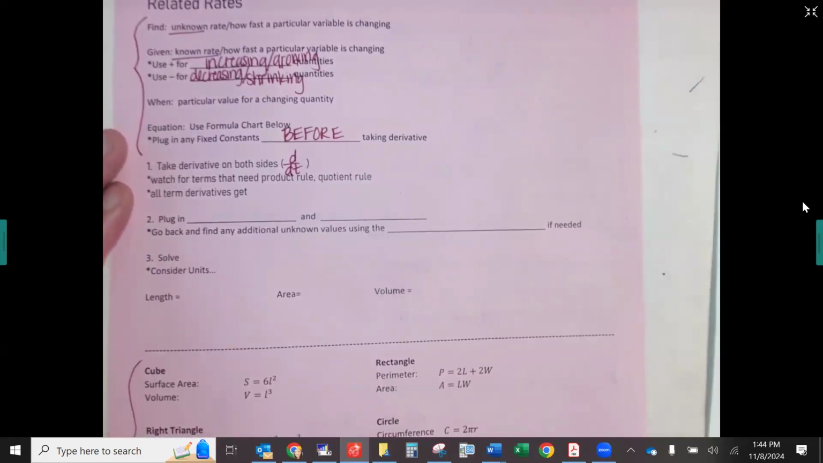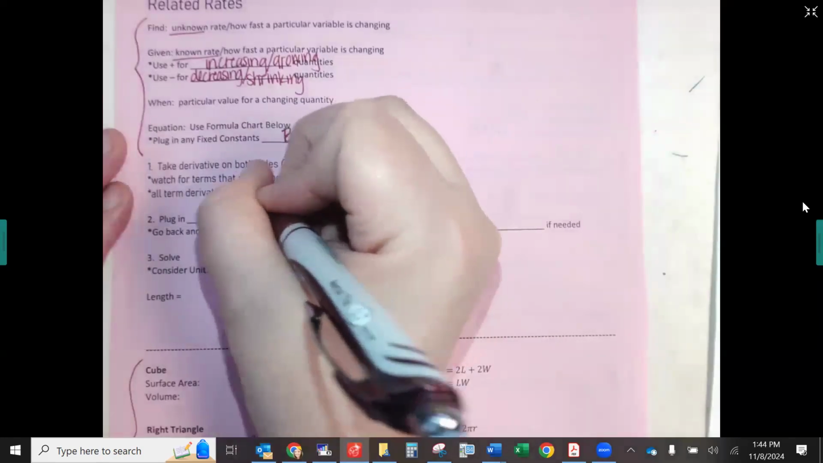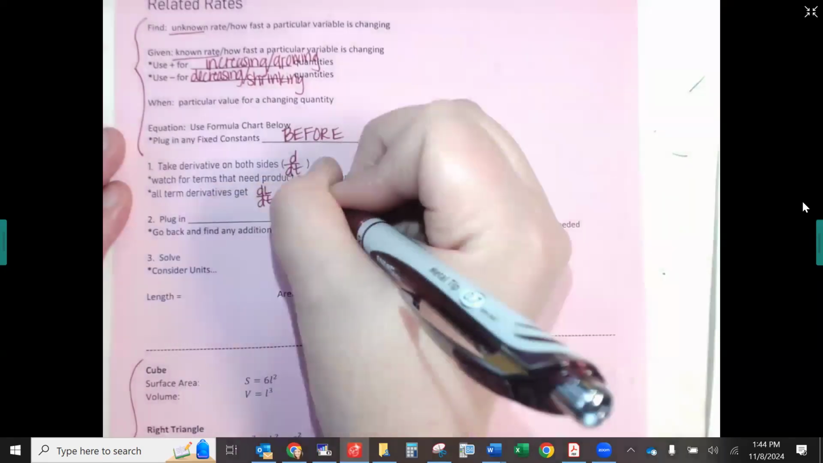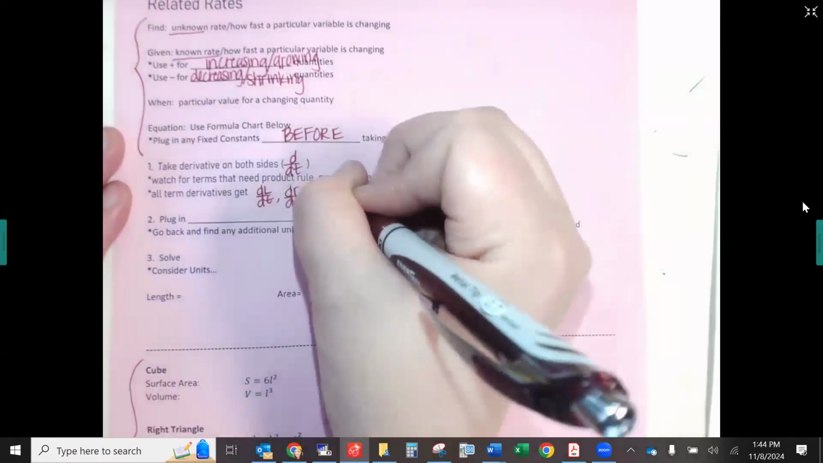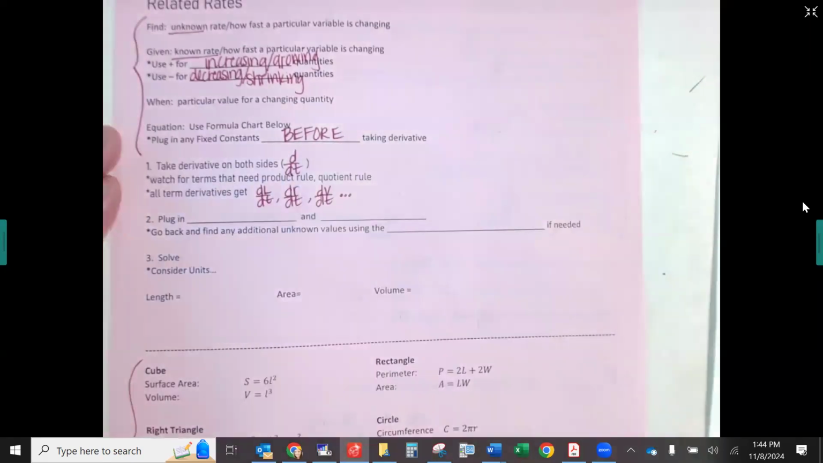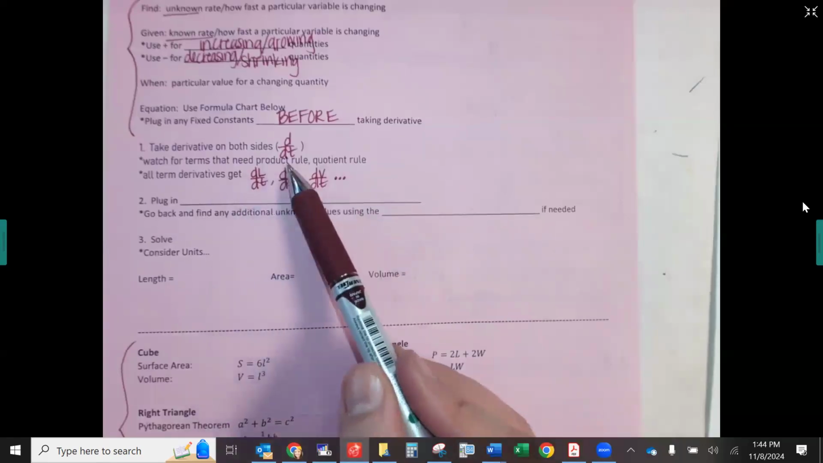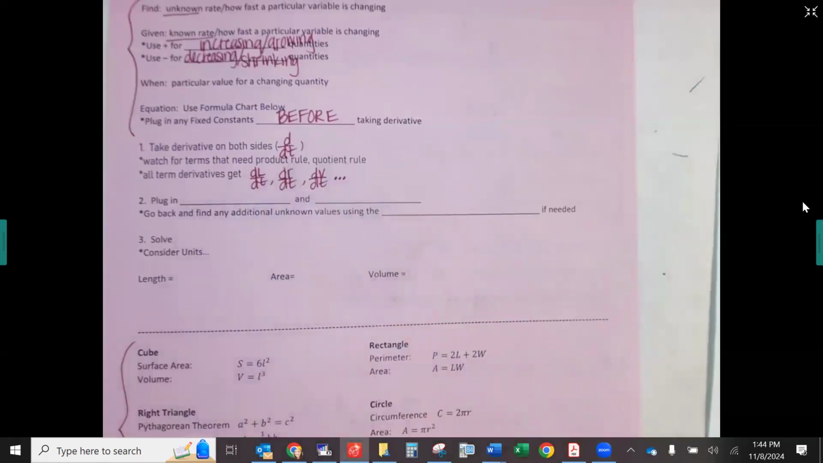Okay, then remember that all terms, when you take the derivative, they're going to get a dL/dt, or a dR/dt, or a dV/dt, and then I'm just going to put dot, dot, dot. Okay, so it doesn't matter what you're taking the derivative of, okay, unless it's a t for time, it gets a d-whatever/dt. Okay, also watch out for any product rule or quotient rule. Okay. All right, step number 2.